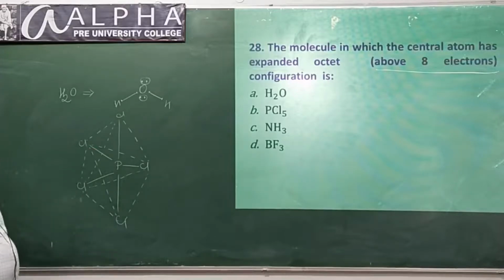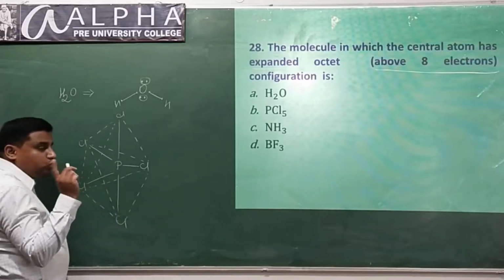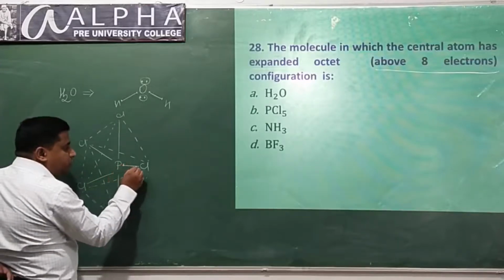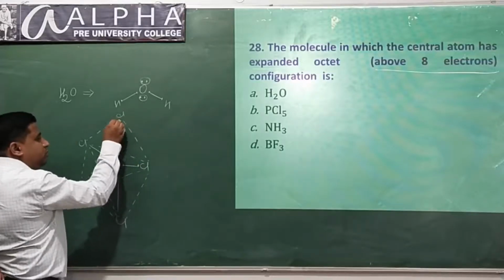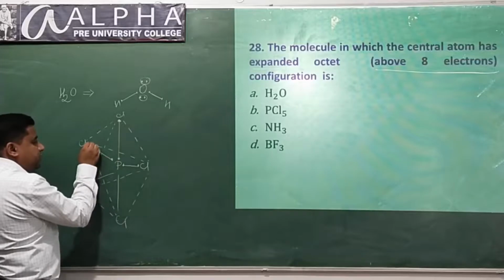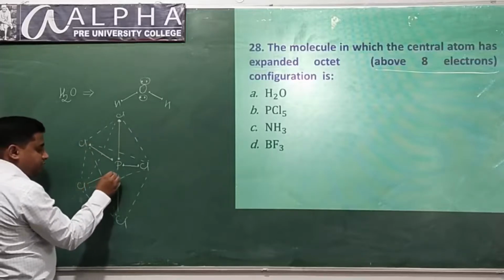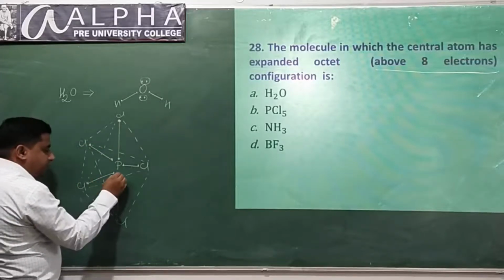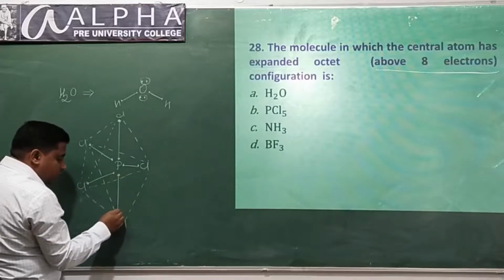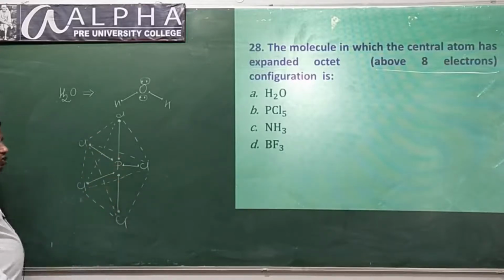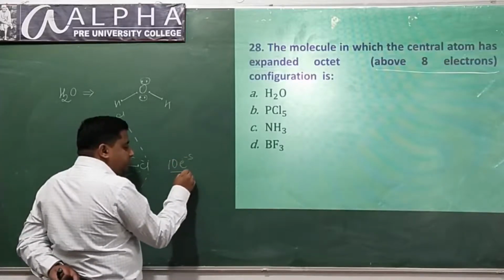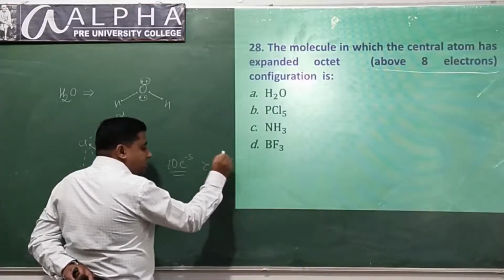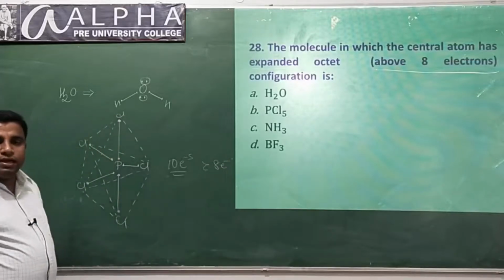Just check how many electrons are there around phosphorus. One bond is equal to 2 electrons. 1, 2, 3, 4, 5, 6, then 7, 8, 9, 10. So altogether, how many electrons are there around phosphorus? 10 electrons. That is more than 8 electrons, isn't it? More than 8 electrons.